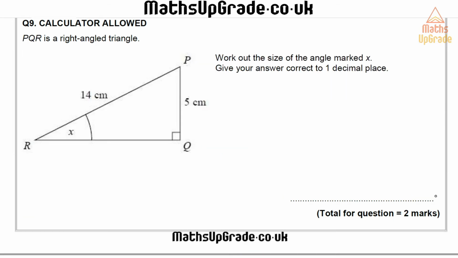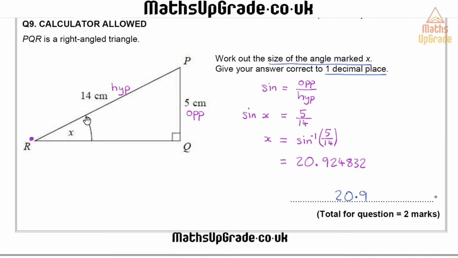Question 9. I'm given a right angle triangle PQR. I've got to work out the size of the angle marked X. Give my answer correct to 1 decimal place. So in this question here, I'm imagining I'm standing on the angle there, and I've got to label the sides according to my point of view. So side PR is the hypotenuse, since it's the longest side and it's opposite the right angle. So that's hypotenuse. Side PQ is opposite to me, so that's the opposite, and this remaining side QR is the adjacent. So labeling those sides up, I'll get this.